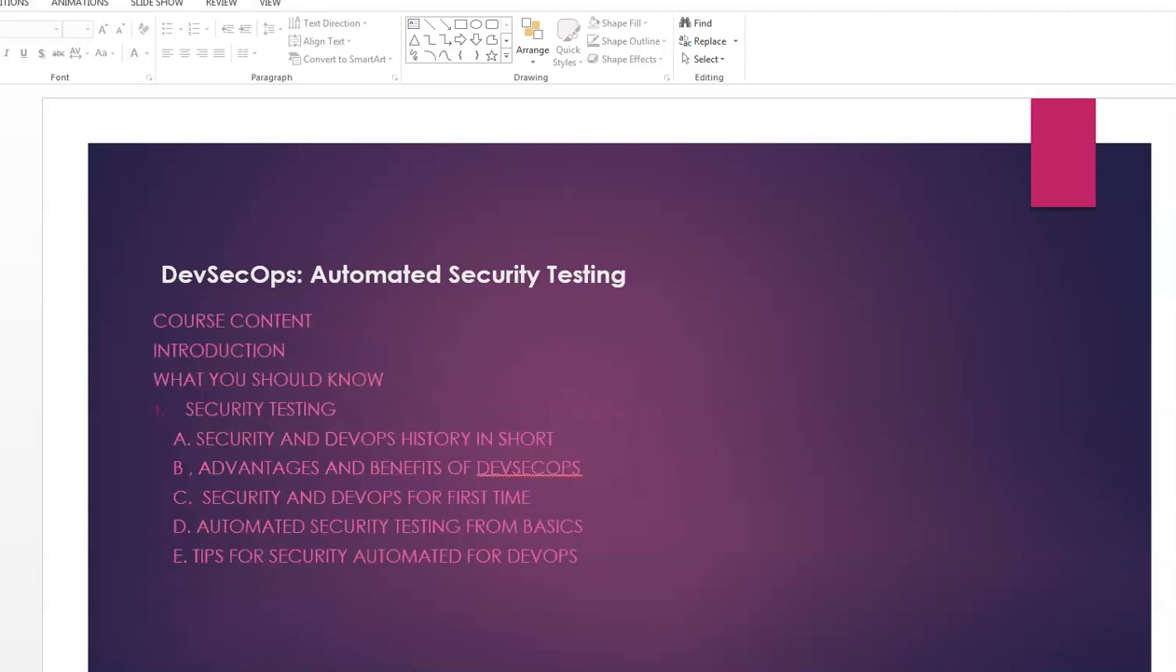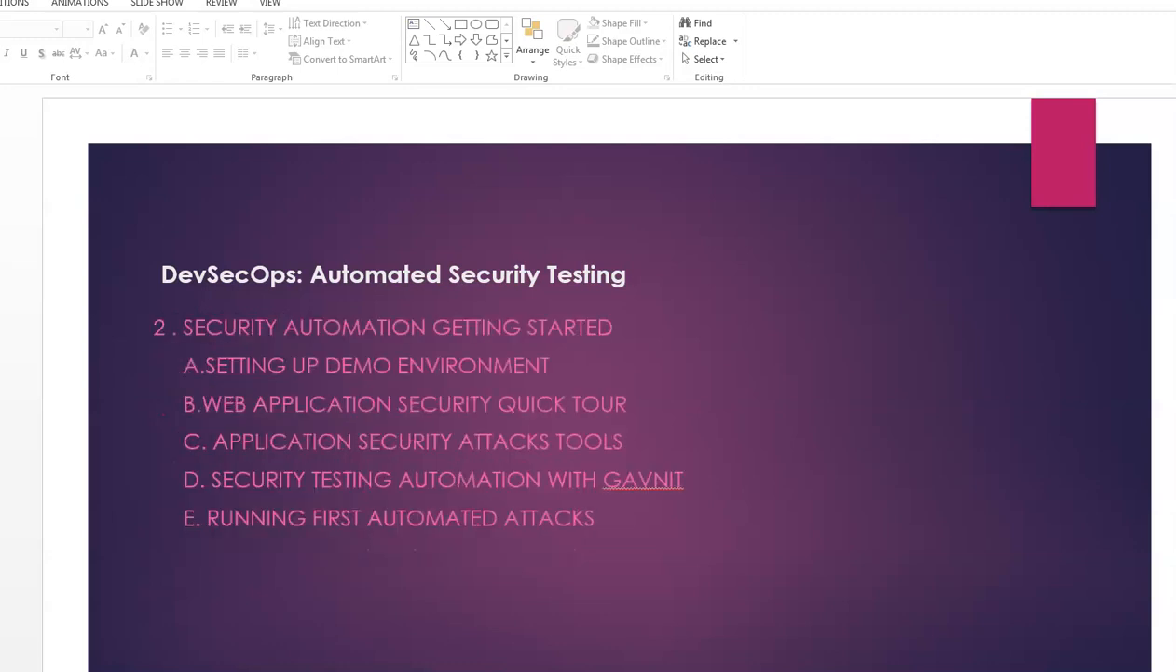Okay, and now when I talk about the course content, what exactly are we following here? We'll discuss in detail what we should know when we talk about DevSecOps. We'll discuss the security testing, the security and DevOps history in short, the advantages and benefits of DevSecOps, security and DevOps for the first time, and automated security testing from basics. We'll also discuss tips for security automation for DevOps.